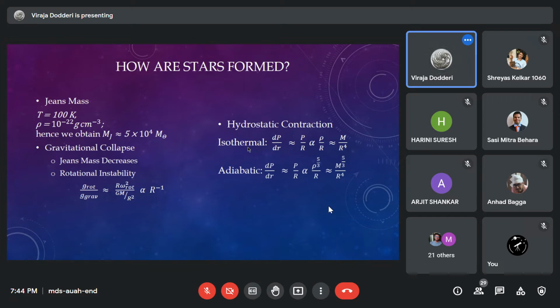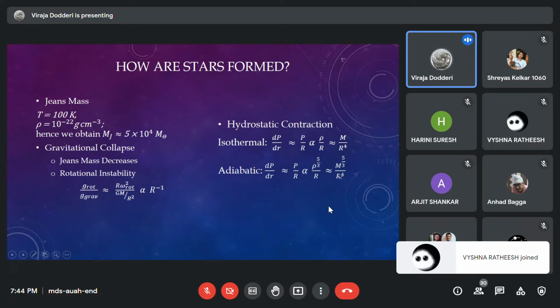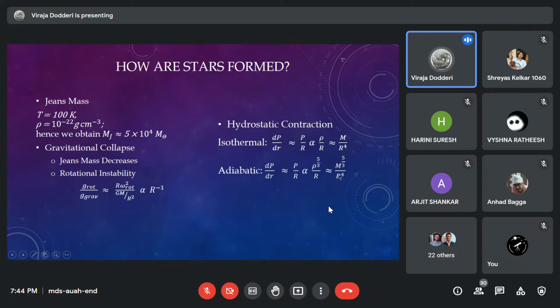Over here, in isothermal, it's unstable because the pressure is unable to keep up with the gravitational potential of the collapsing mass. As you can see over here, it's just r to the power of 4 here. Oh wait, I think it's just r to the power of 4 here. I have to change this a bit.